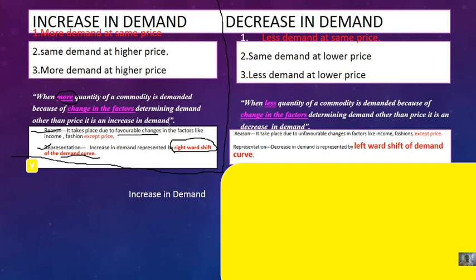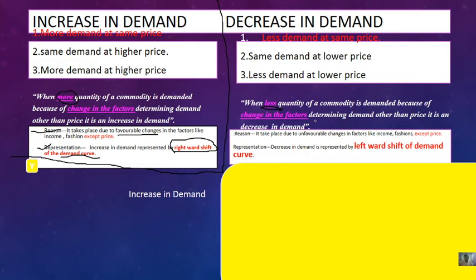So the next is decrease in demand. Less demand at the same price, same demand at a lower price, less demand at a lower price. Or in other words, when less quantity of a commodity is demanded, this "less" is important, less quantity of commodity is demanded because of changes in factors determining demand other than price, it is a decrease in demand.